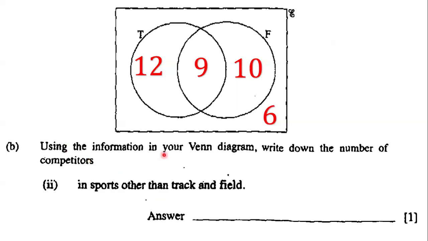Next, it says, using information in your Venn diagram, write down the number of competitors in sports other than track and field. And so if we want to figure out the number of competitors in sports other than track and field, we cannot include any of the numbers inside of the Venn diagram. It has to be on the outside of the 2 circles. And so it's going to be 6. So there are 6 competitors that competed in sports other than track and field.